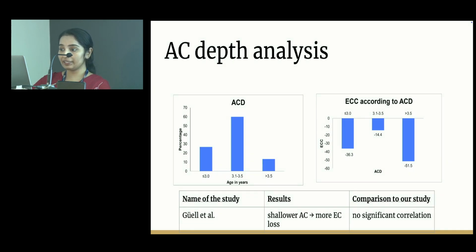60% had intermediate AC depth values between 3.1 to 3.5 millimeter, which represents the optimal range for ICL implantation. Interestingly, we found more endothelial cell loss in the group having more AC depth, but we expected shallower chambers might predispose to greater cell loss as given by previous studies. But our study fails to demonstrate this correlation, showing endothelial cell loss does not depend on shallowness of AC.